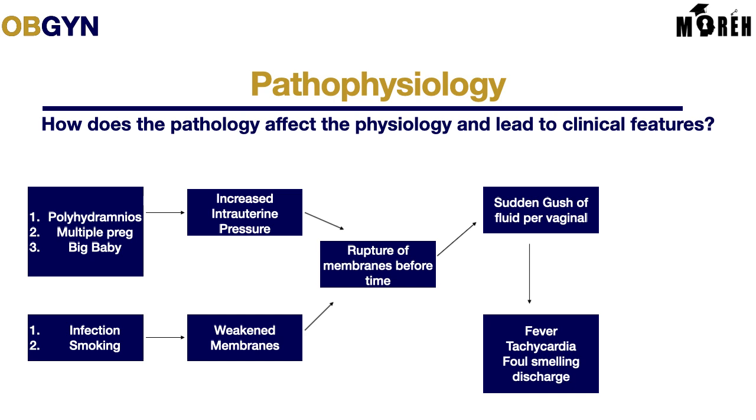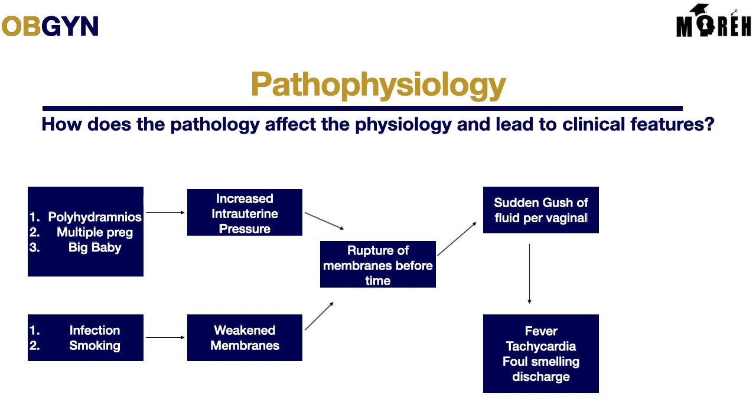So let's move to the left side. You can see where it's written rupture of membranes. What are some of the things that can lead to the rupture of membranes before time? There are two factors that are implicated. One is increased intrauterine pressure. Two, a weakened membrane. Increase in intrauterine pressure or weakened membrane.